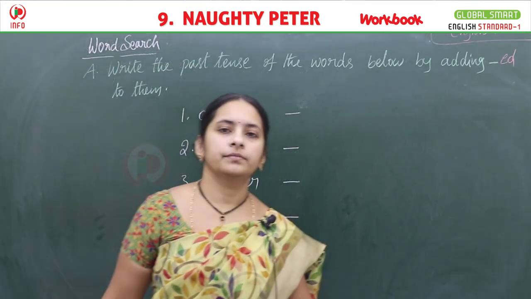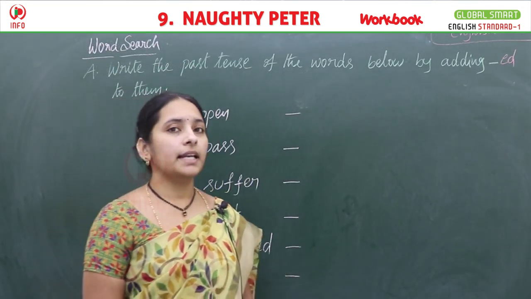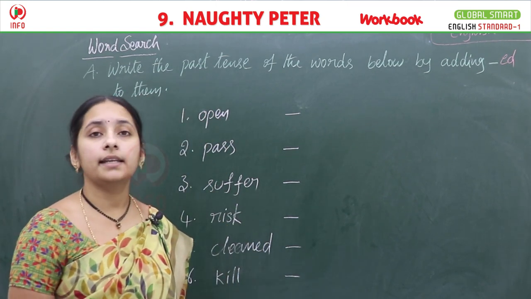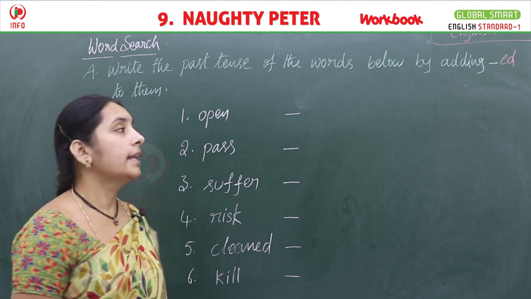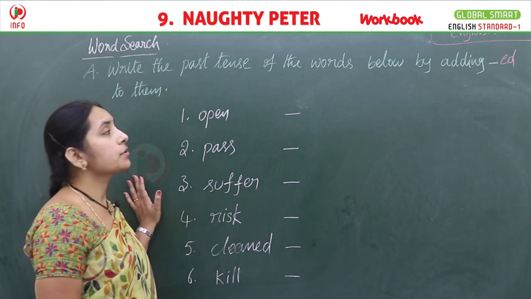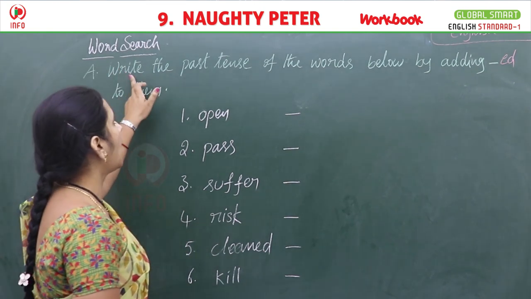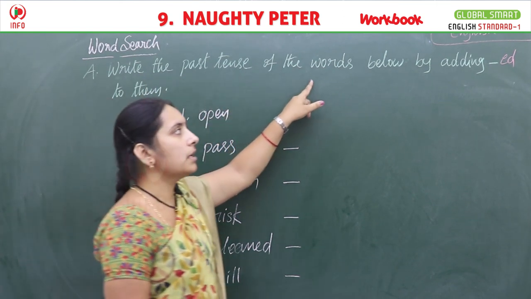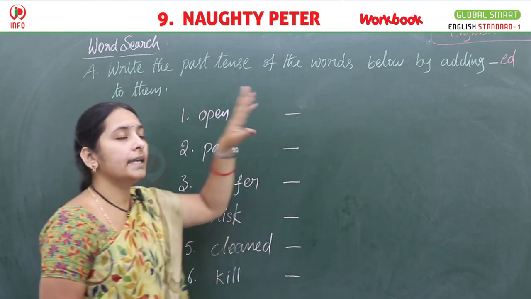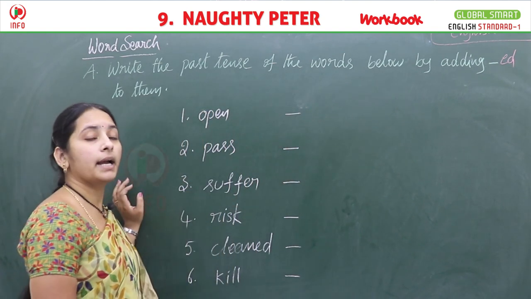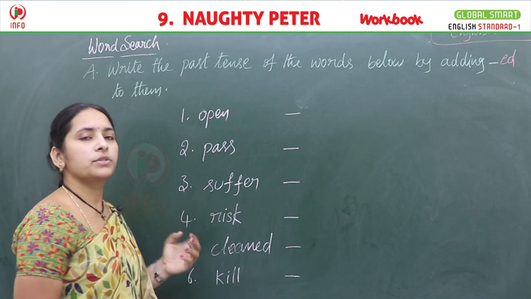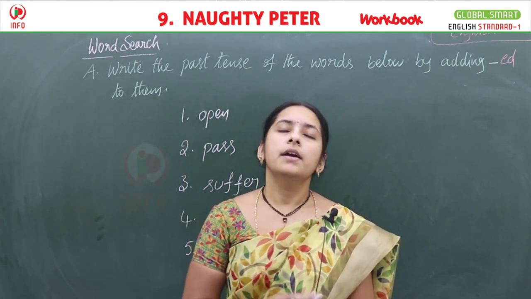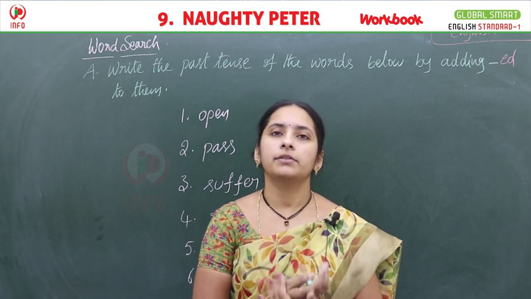Okay, Nana. See children, so the next topic we have in the word search. Understanding the text, we got question answers. Now word search. So in this word search, what do we have? Write the past tense of the following words below by adding ed to them. By adding ed, ed form. Generally past tense means most of the words we should add ed. Some words, different words we get.